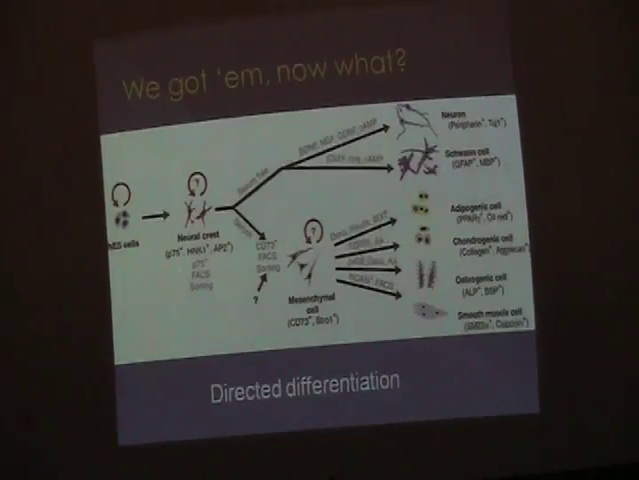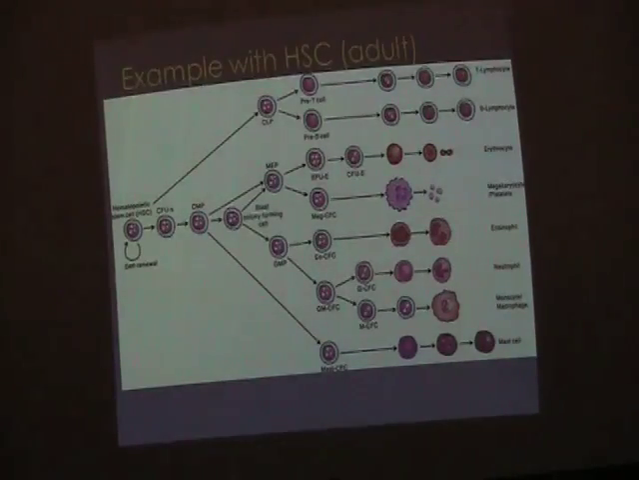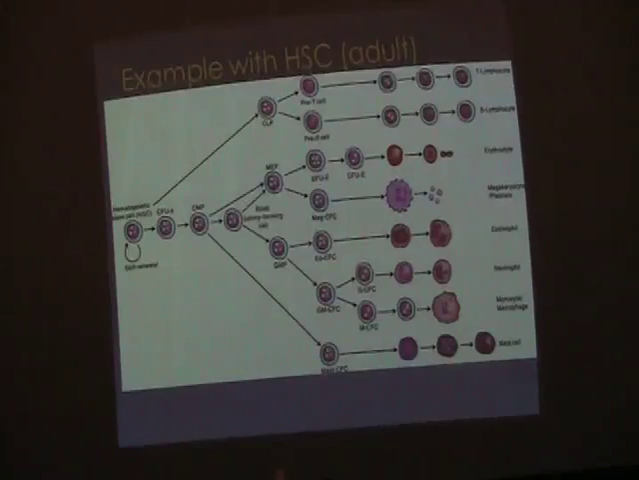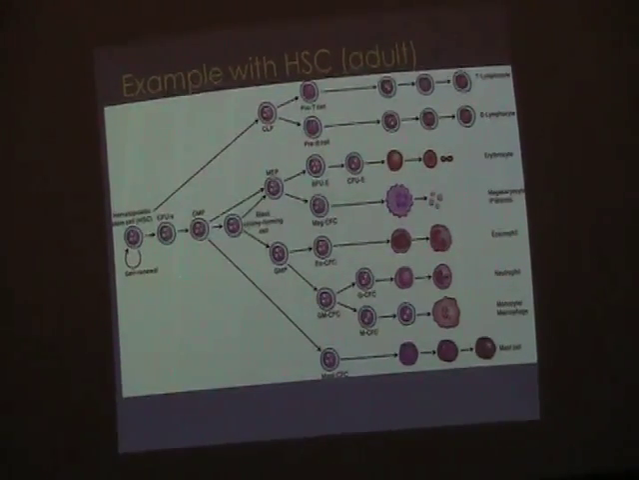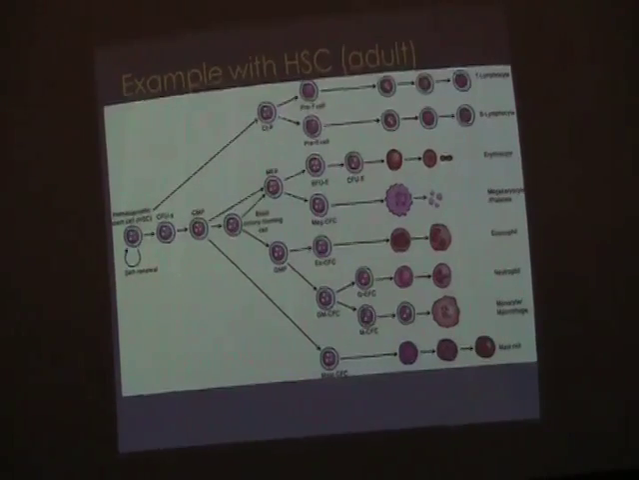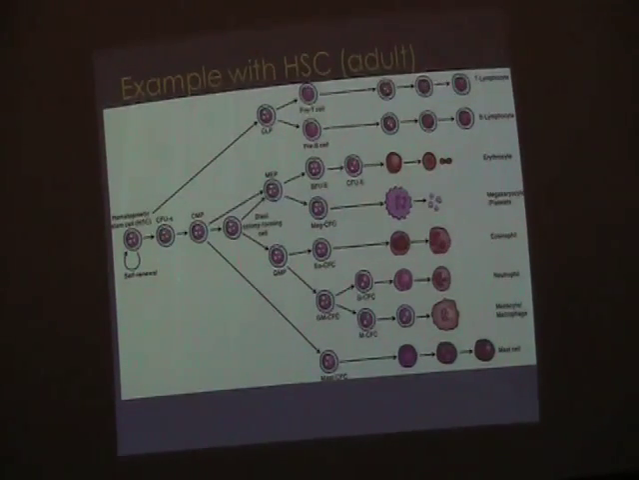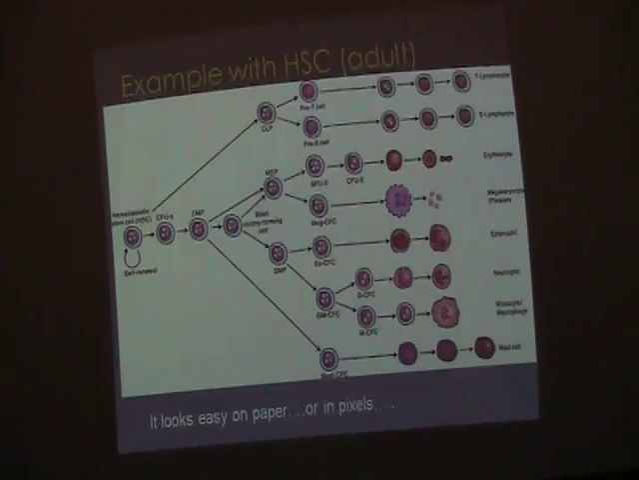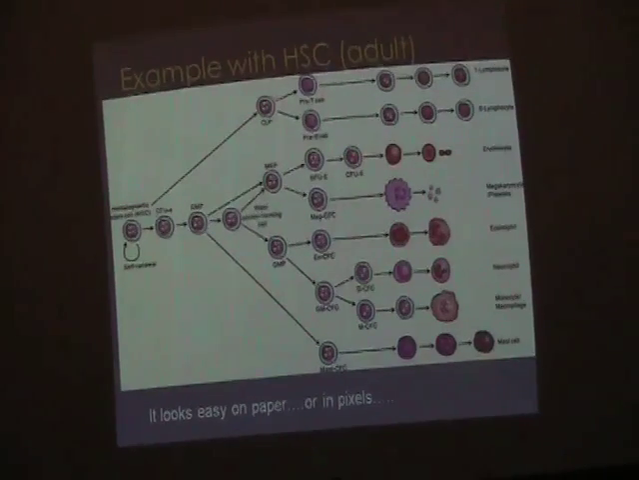So we've got them, now we can do this. This is just an example with the bone marrow cell, quickly so that you can see this hematopoietic stem cell that we get from our bone marrow. We can direct it to form any type of blood cell we need, plus other types of cells. That's just an example, real quick. And there it is. It looks easy on paper or in pixels. I guess we don't call this paper anymore.